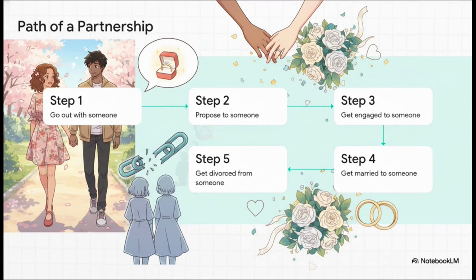First, you go out with someone. Then maybe one person proposes to the other, you get engaged to them, and then you get married to them. But check out the subtle change if things go a different way. You get divorced from someone. Language is so precise it marks both the joining and the separating, right down to the tiny prepositions we use.